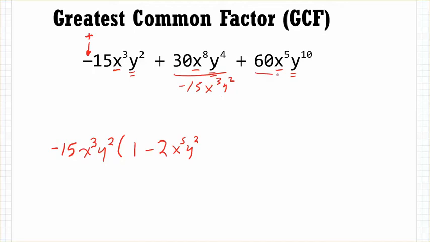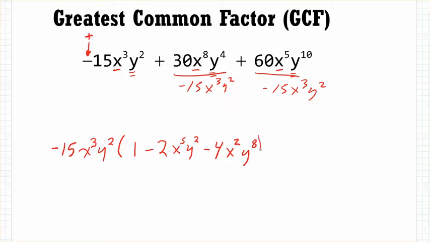And then we got to do the last one. Minus 15 x cubed y squared. So that'll leave us a minus 4. The x to the 5th divided by x cubed gives us x squared. And the y to the 10th divided by y squared gives us y to the 8th. Remember, when you divide terms, you subtract.